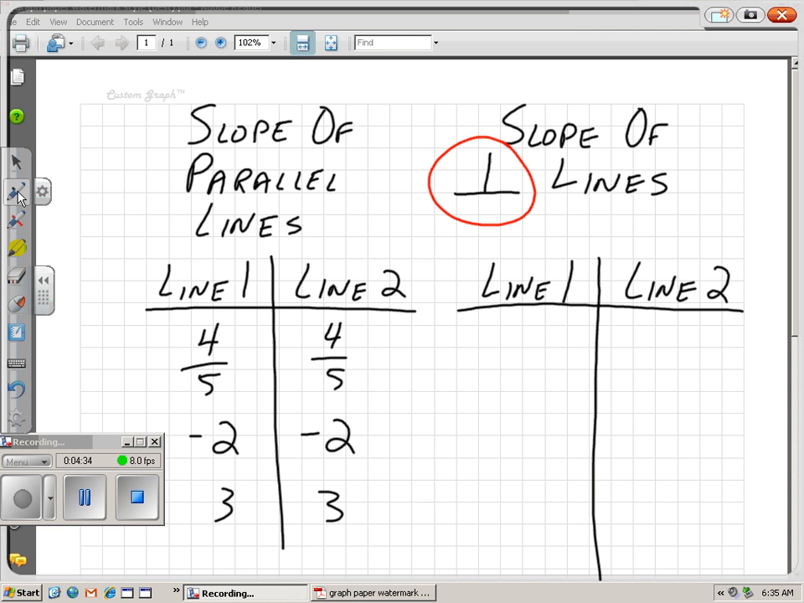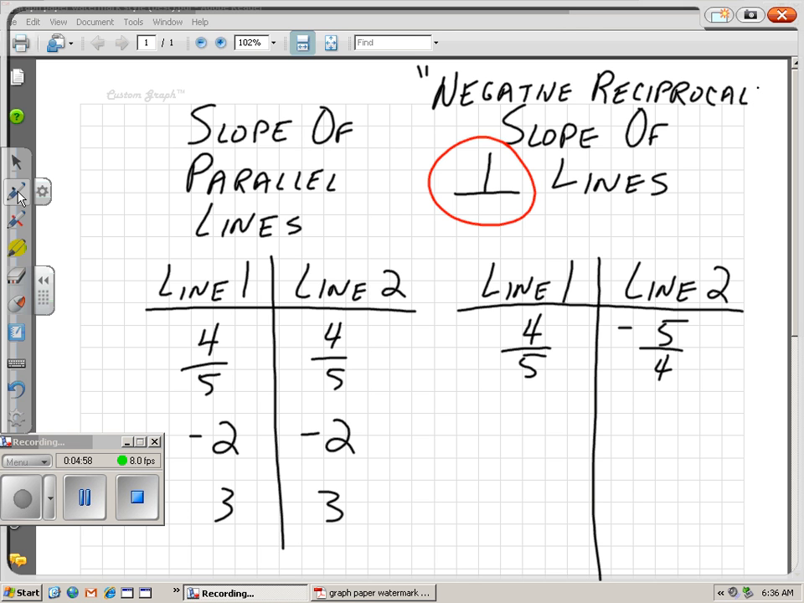So the slopes of perpendicular lines, well, let's start with the 4/5 again. What would the slope of the line perpendicular to it be? It'd be a negative reciprocal. There's the reciprocal, and by making it negative, it's opposite sign. Remember, they're called negative reciprocals.